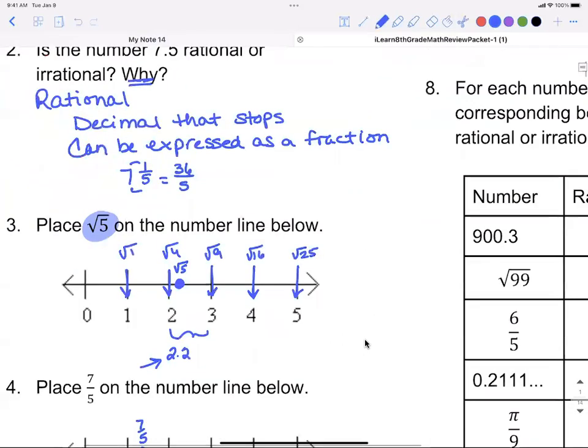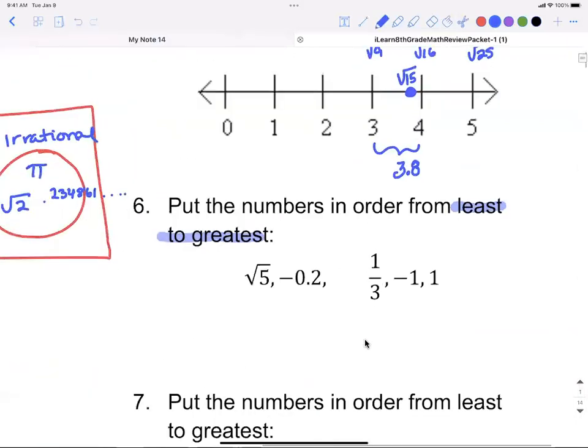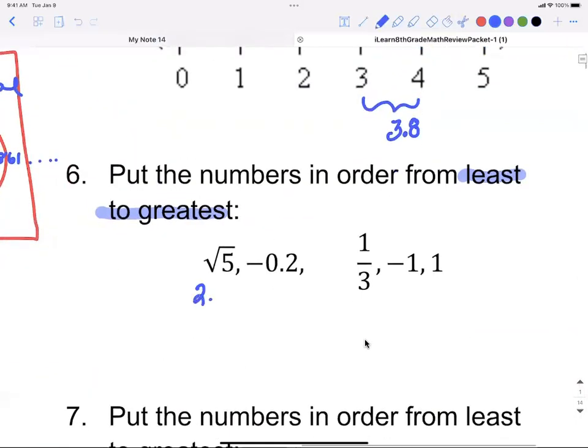I got the square root of 5 and I figured out it equaled 2.2, right? That was my estimate, so I'm going to use my estimate. My estimate here was 2.2, and I did that by plotting it on a number line between two perfect squares.